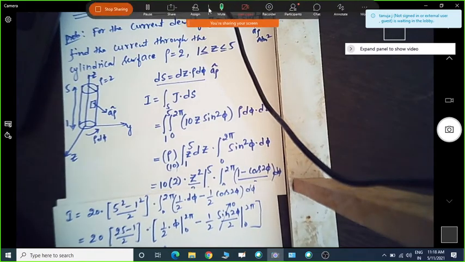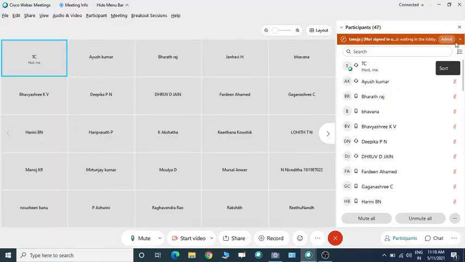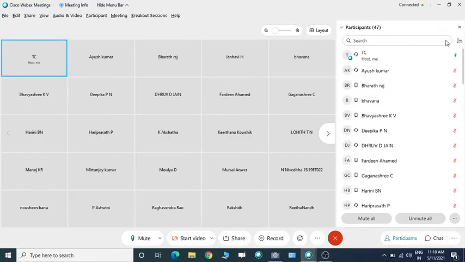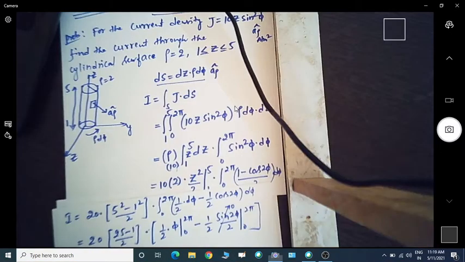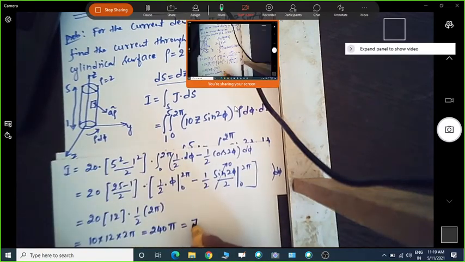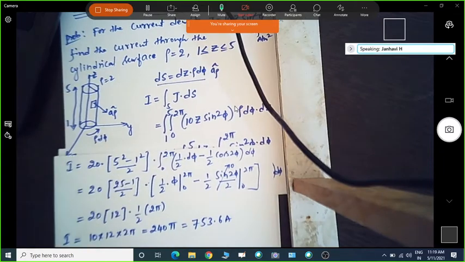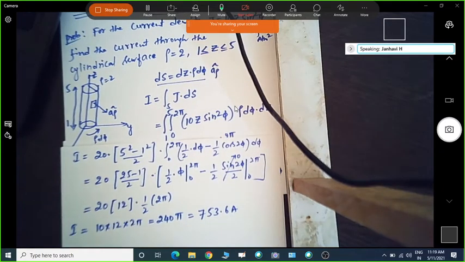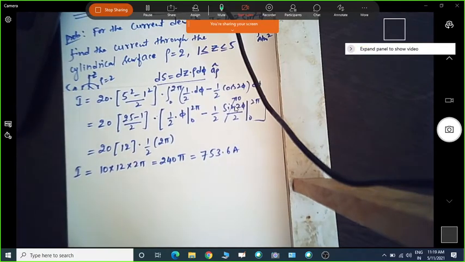Hello? Got it? Everybody? Any doubt? Yes, sir. So what is the value we are going to get? $753.6. Yeah, so that is the current which is actually flowing through the cylinder. Okay, so this is about one problem. You can take it in a similar way, another problem, try to do it and tell me the answer.